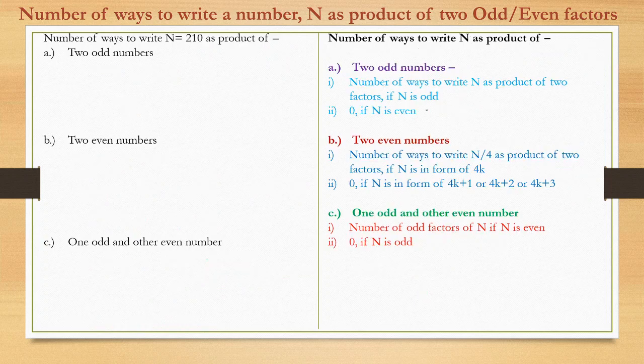So now we'll see another example. Now if say n was 210, what can we write? N as 2 into 105, so that becomes 3 into 5 into 7. This is the factorization of 210.